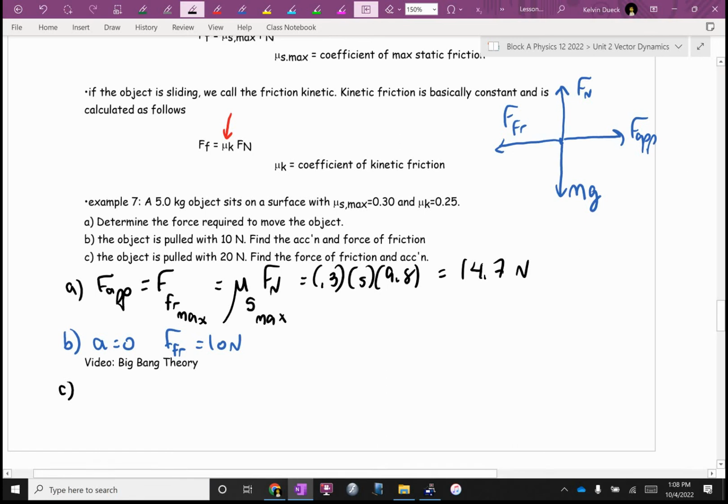Okay, so now things are going to change. Now, can you just imagine that this arrow is longer? We're not going to redo the free body diagram, but just imagine that it's bigger. Who's winning? Who's losing? Equals ma. We now have a new equation that's going to be F applied minus friction equals ma.